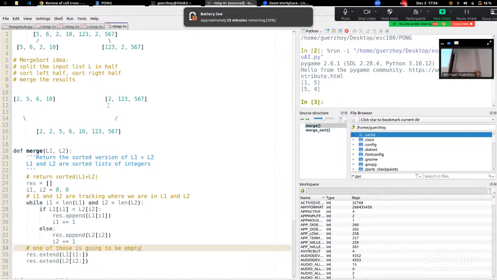Questions about this? Yeah. L1 and L2, they are in and of themselves sorted lists. Yes. And that's why I'm saying, we've got the 2 from here and the 2 from here. And then the smaller, so that's 5, the smaller, so that's 6, the smaller, so that's 10. And now we ran out of elements from L1, so we'll extend with the rest of the elements from L2.